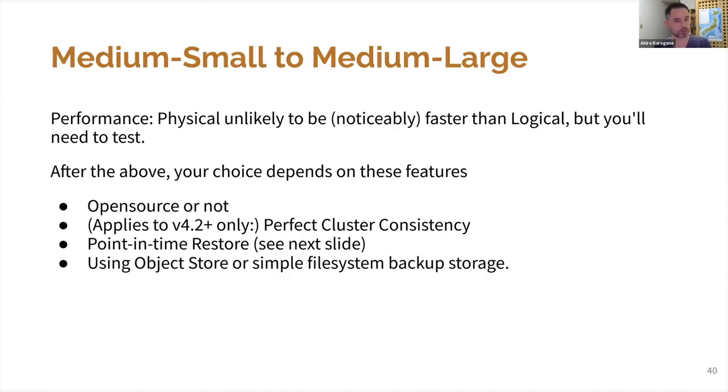In the small to medium, up to medium-large range, despite what I was saying in the recent slides, physical is unlikely to be noticeably faster than logical, but there are cases when it is. And you'll just have to test to find out. Now, when it comes to doing a test, if you have a cluster, just test with the biggest shard. You don't have to do all of them together. See how long that takes, doing, say, a logical method. Just mongodump would be fine.